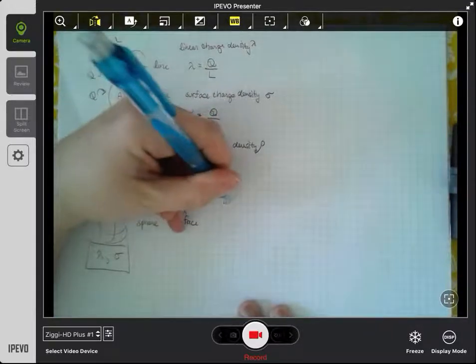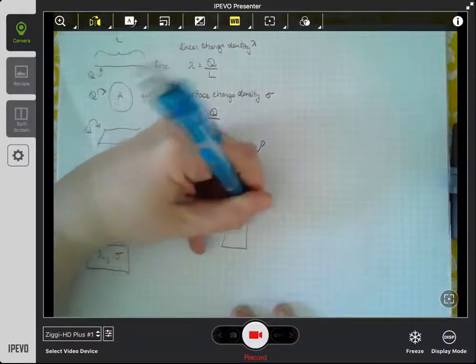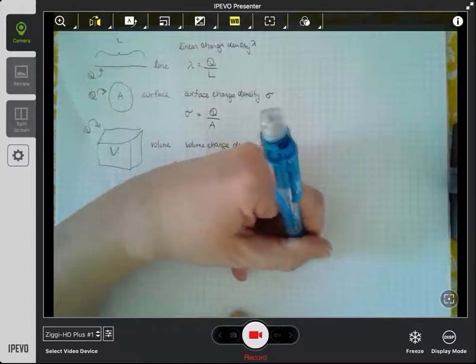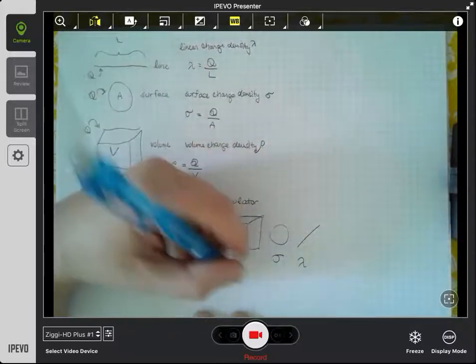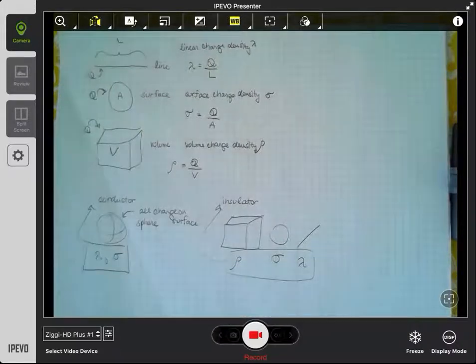But if you've got an insulator, you can end up with charges distributed throughout a line, or an area, or a surface. So you can end up with lambda, sigma, or rho. All of these are possible for an insulator.